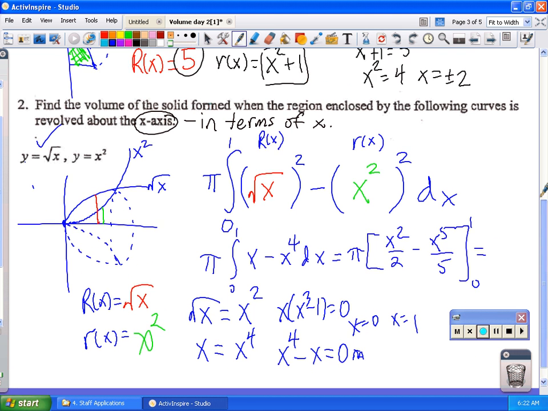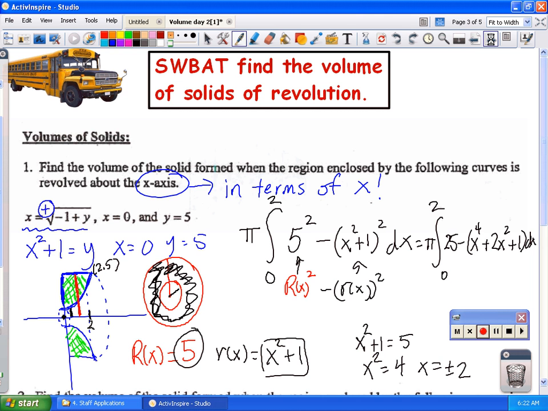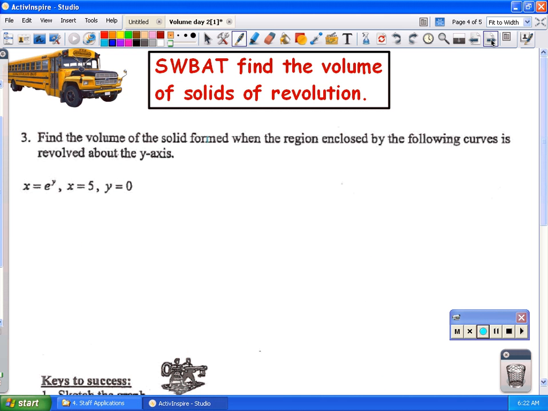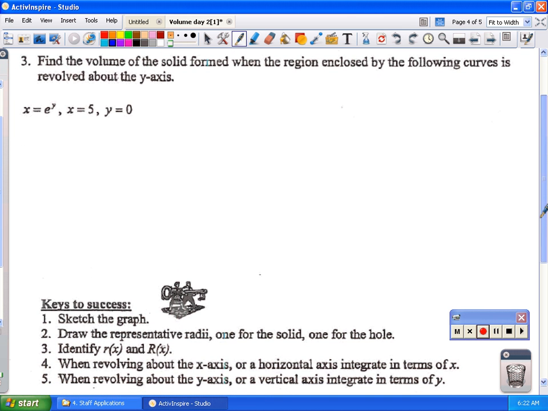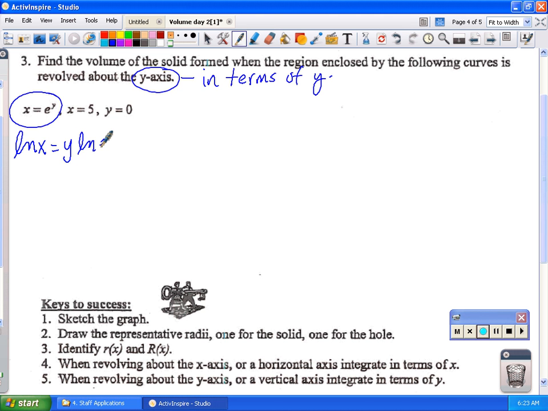All right, let's take a look at one more maybe, and let's do one in terms of y. And this one is in terms of y. We're finding the volume of the solid formed when the region enclosed is revolved about the y-axis. So this time we are in terms of y. Now this equation is not solved for y, so we're going to solve it for y by taking the ln of both sides. So I get the ln of x is equal to y times the ln of e. I just use the log property to bring my exponent down. The ln of e, of course, is 1, so I have y equal to the ln of x.